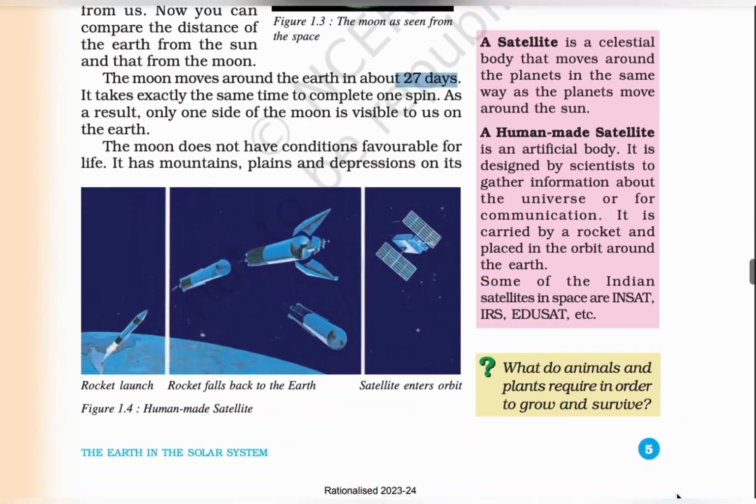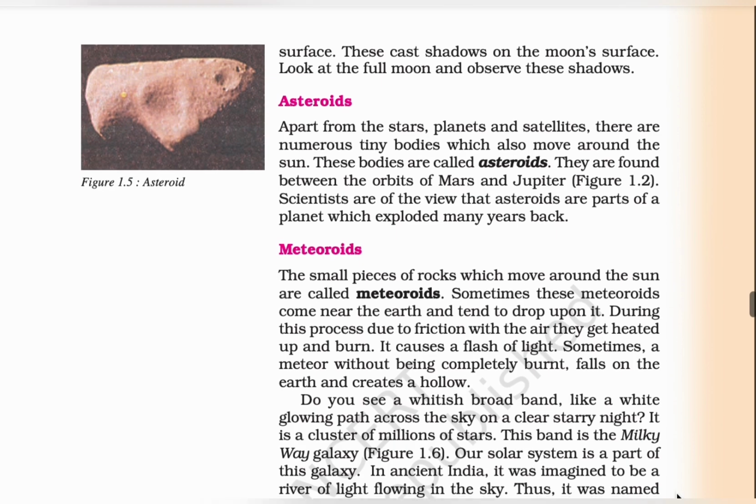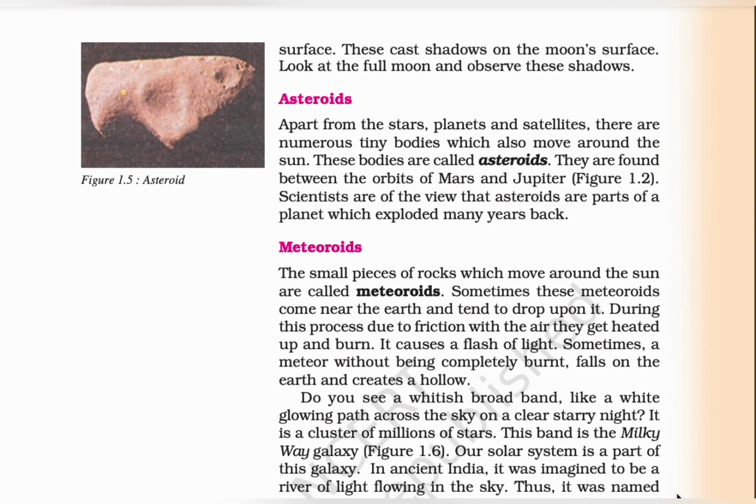The next topic is asteroids and meteoroids. Asteroids and meteoroids are both tiny bodies. The difference is that asteroids are found between the orbits of Mars and Jupiter, and meteoroids revolve around the sun but sometimes come close to the earth and enter the earth's atmosphere. As soon as a meteoroid enters, it gains friction with the atmosphere, gets heated up and burns. We can see this entire process in the sky.